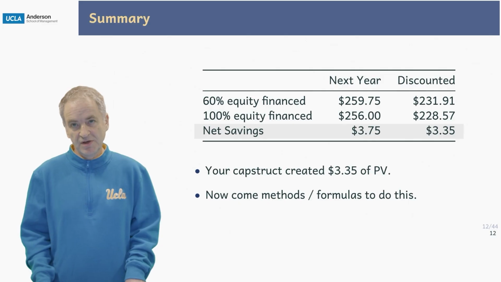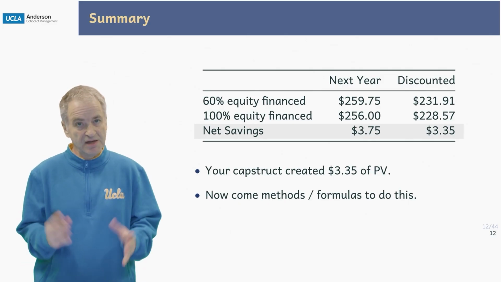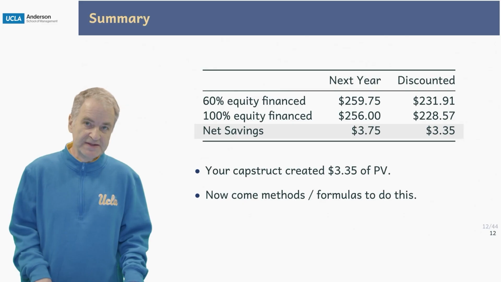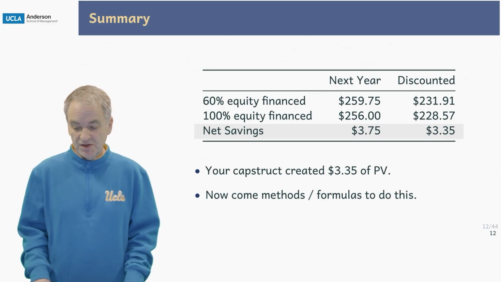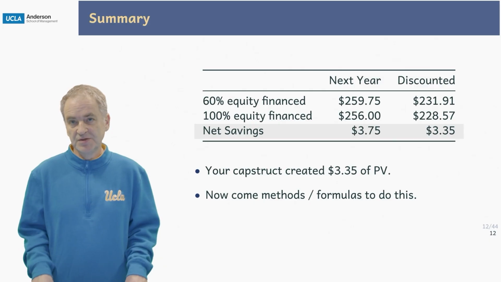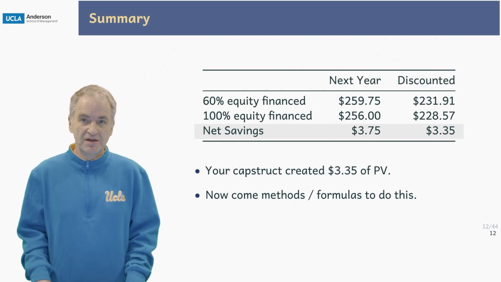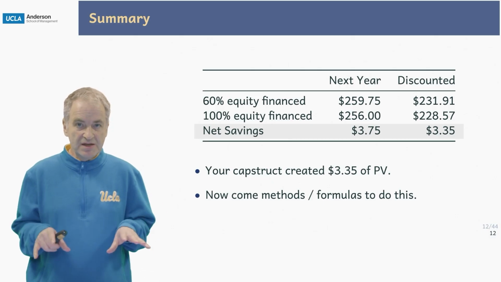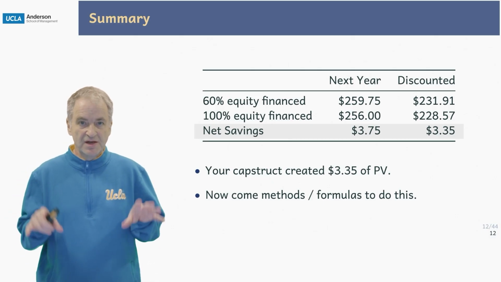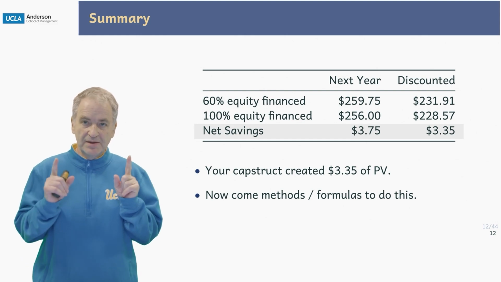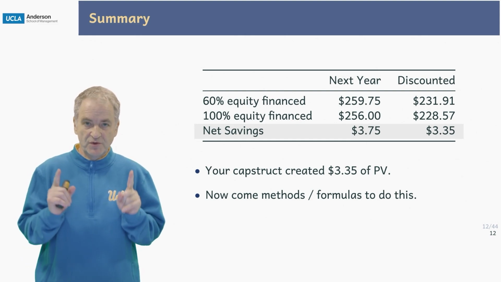discounted $231.91. 100% equity financed, you only get to keep $256, discounted $228.57. The difference between the two is $3.35. Your capital structure choice created $3.35 of present value. And that's really the tax shelter that debt provides.